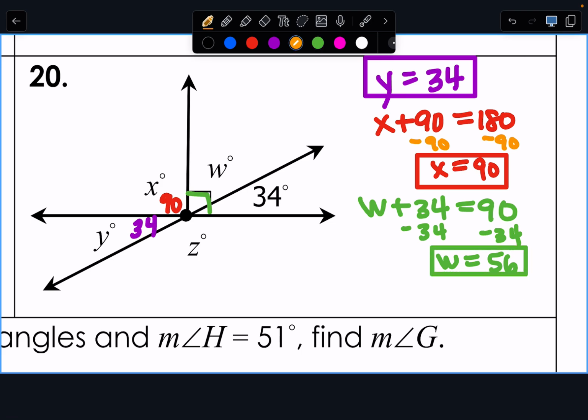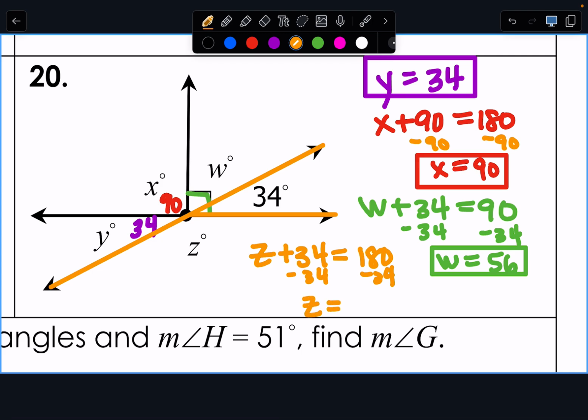All right, and then the last one we need to find is Z. What is true about Z and 34? They add up to be 180. They're supplementary. So that means when we take 180 minus 34, we get 146, right?